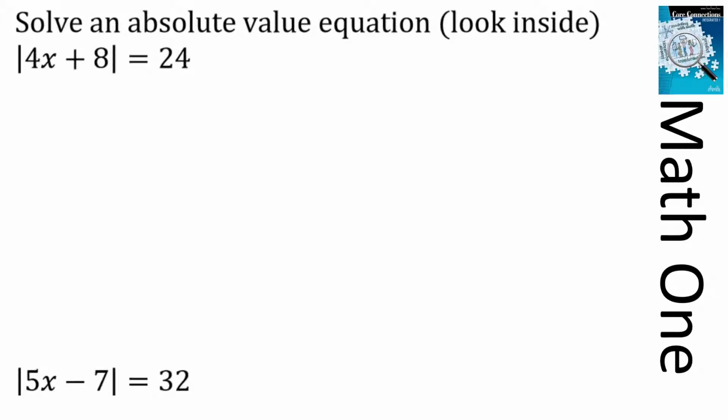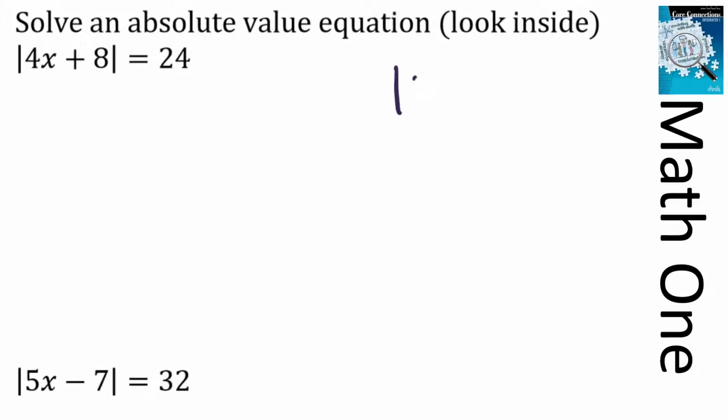So the next two problems are involving absolute value equations. And the thing I want to remind you of is this look inside method. If you take a look at this, the 4x plus 8, if I'm taking the absolute value of that expression, it has to be the case that 4x plus 8 is either equal to 24 or it has to equal negative 24.